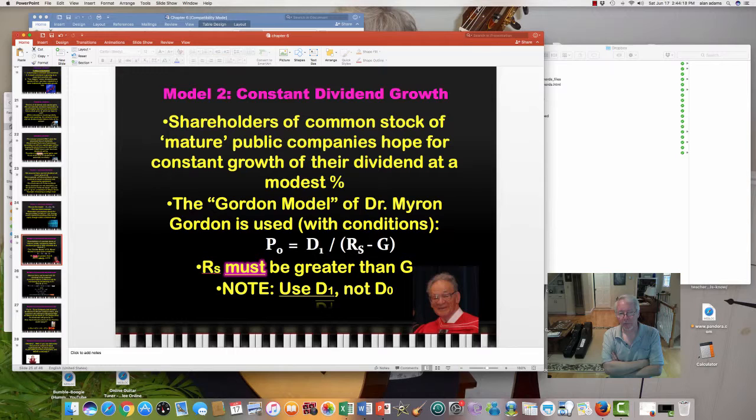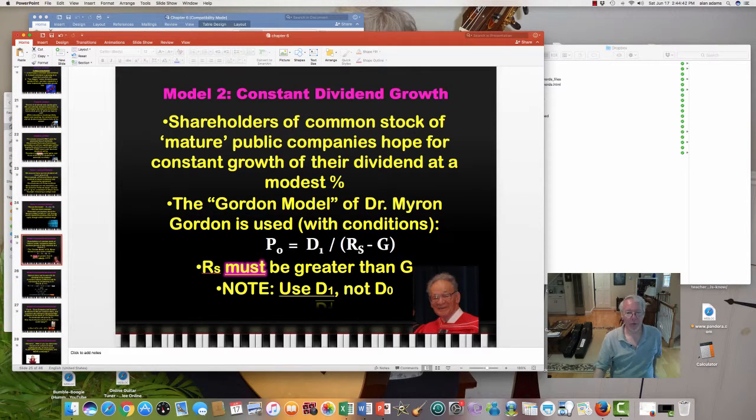Secondly, what if R sub S were less than G? Well, then you would have a negative number in the denominator leading to a negative price of stock. That would be like a negative price of stock means that you would have to pay me to buy it from you. Okay, so that makes no sense. So as long as R sub S is greater than G, as long as that condition is met, without fail, you use the Gordon model.